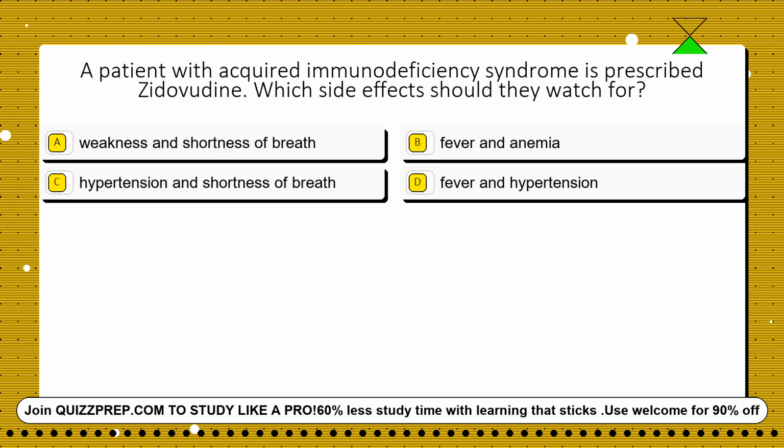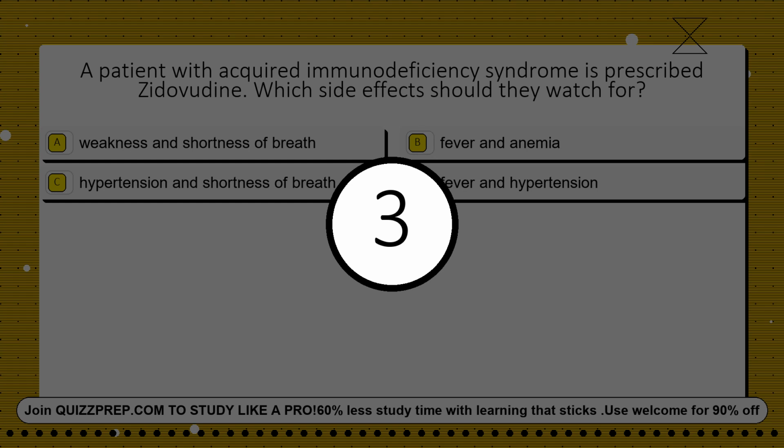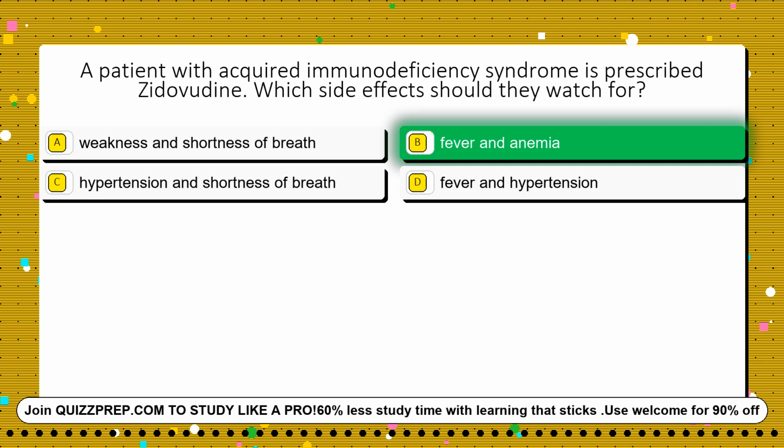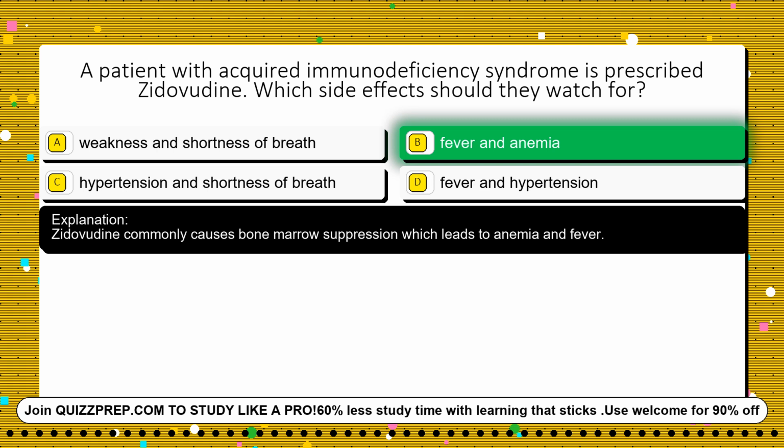Question 115. A patient with acquired immunodeficiency syndrome is prescribed zidovudine. Which side effects should they watch for? Option A, weakness and shortness of breath. Option B, fever and anemia. Option C, hypertension and shortness of breath. Option D, fever and hypertension. The correct answer is option B, fever and anemia. Zidovudine commonly causes bone marrow suppression, which leads to anemia and fever.